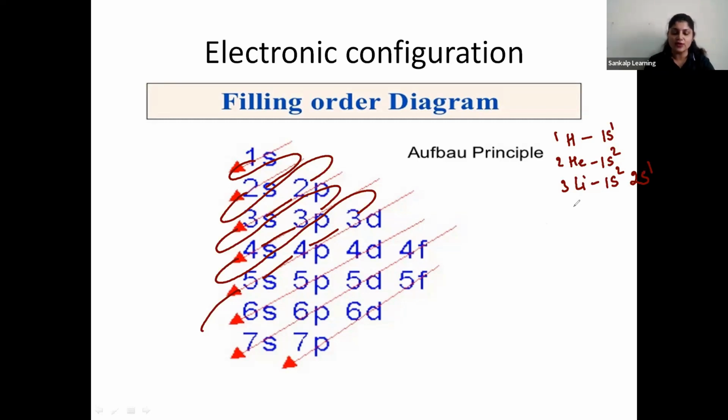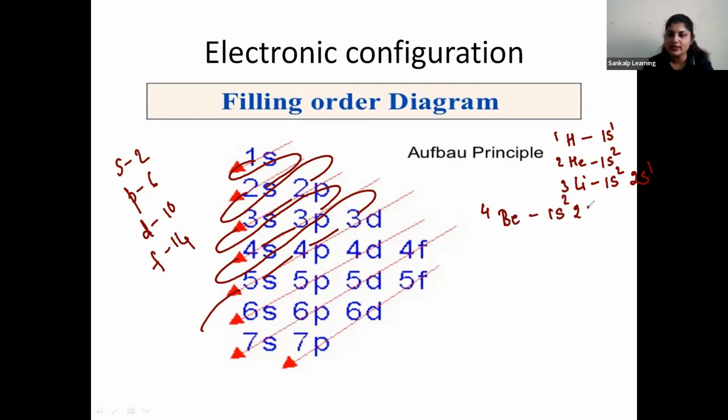So you're filling the electrons, so you know how many there are. How many electrons will be filled in each orbital? S: 2 maximum, P: 6, D: 10, F: 14. Like that you are going to fill. Now lithium is over. Next is what? Beryllium is 4. So how will it be?